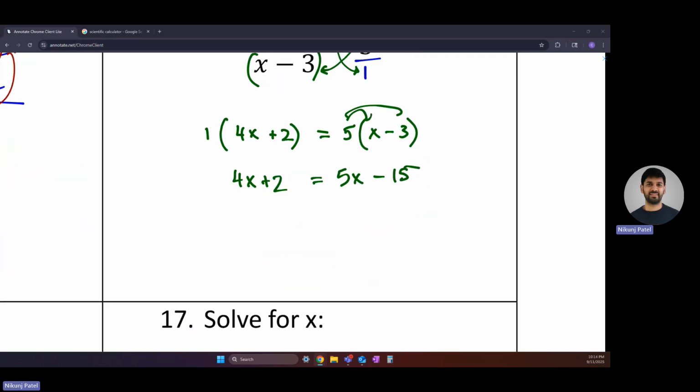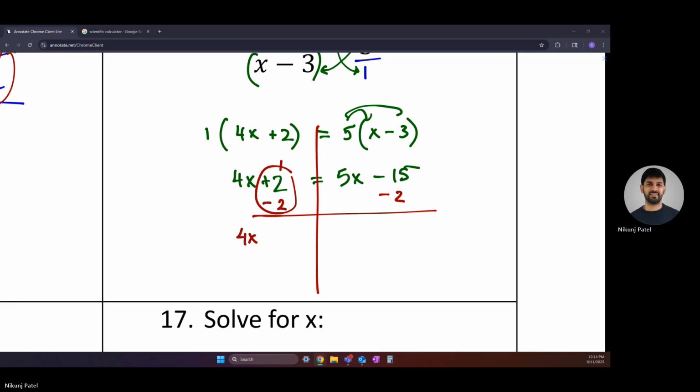And then we take it a few more steps after that, right? We can subtract 2's from both sides, which leaves us with 4x, those cancel, equals 5x minus 17. We combine these two to get a negative 17. And this 5x, we want to move it to this other side. We get negative 1x equals, these canceled, negative 17.